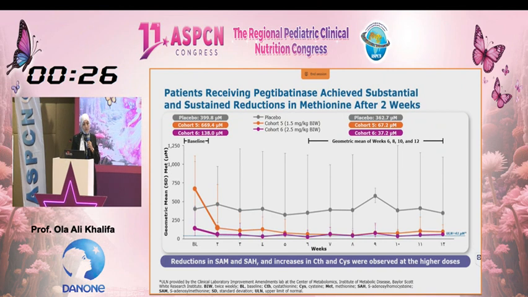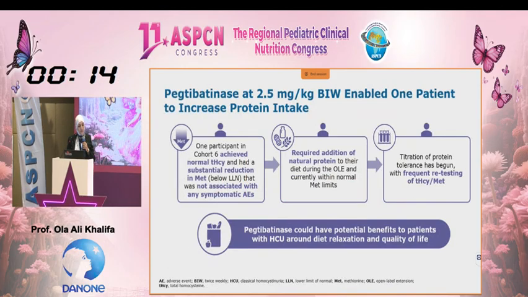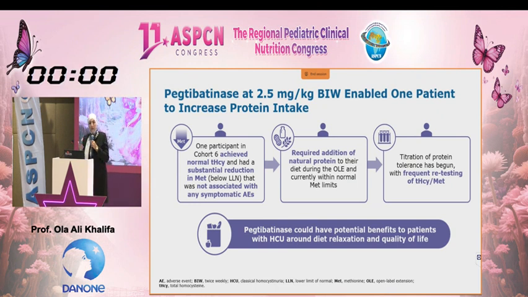Also here in this slide, they achieved a sustained reduction in methionine in 2 weeks. Throughout the 12-week treatment, no reduction in dietary protein intake was observed. And as I mentioned, one patient in cohort 6 required addition of natural protein to their diet during the open label extension, and is currently within normal methionine limits, and that's what we actually need for our patients, that we can liberate the protein or relax the diet.